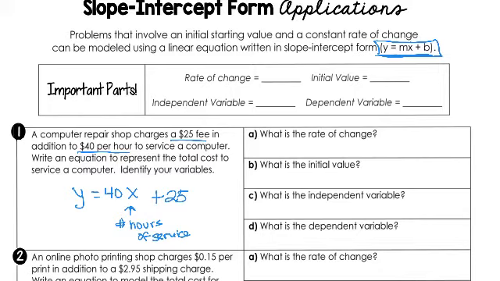So what is the rate of change? The rate of change is $40 per hour. That's what their going rate is. What is the initial value? The initial value is the $25 fee. What is the independent variable? Well, I don't decide how many hours my computer needs to be serviced based on how much I want to pay. Okay, how much I pay is dependent on how many hours I need to have the computer fully fixed. Oops, I shouldn't do a dollar sign. The independent variable is X, which is the hours of service.